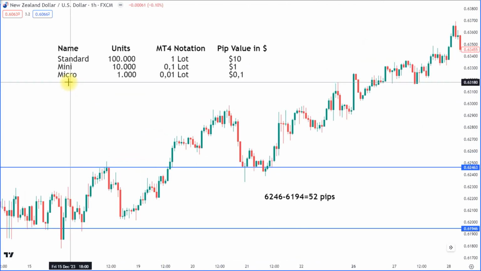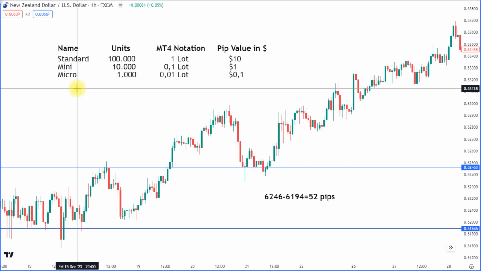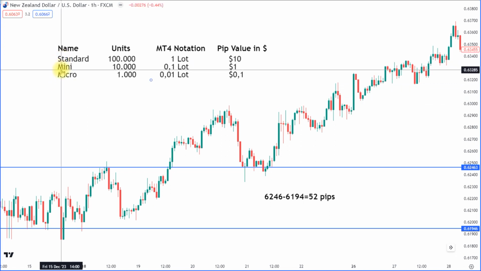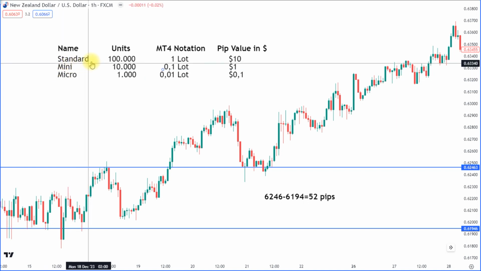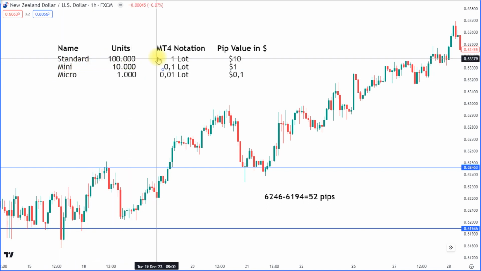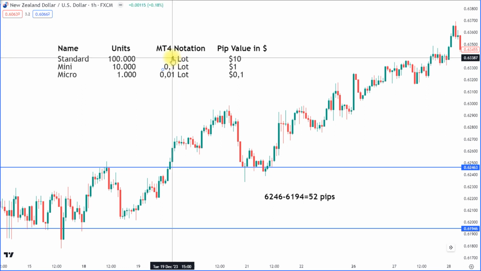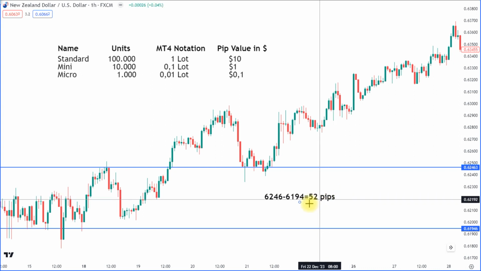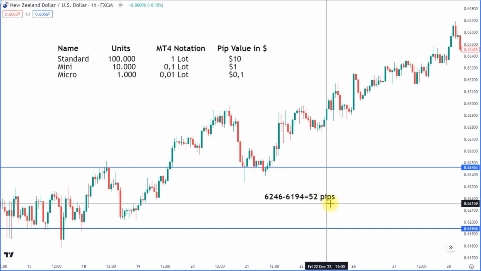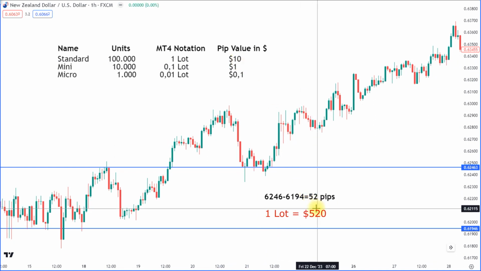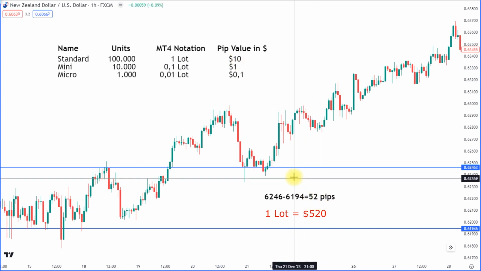And here I have a table of how many pips are which value. There are 3 main sizes that we can trade. That's the standard, the mini and the micro. The standard is worth 100,000 units and means 1 lot. Lot is of course the size that we can trade. You have probably heard of that. And with 1 lot, we will move $10 per pip. So in this case, we have 52 pips that we're risking. So 52 times 10 means $520 that we're risking in this trade.